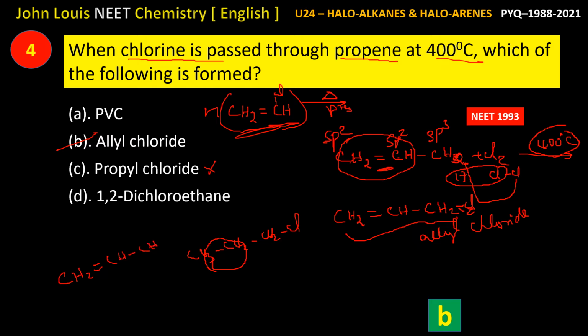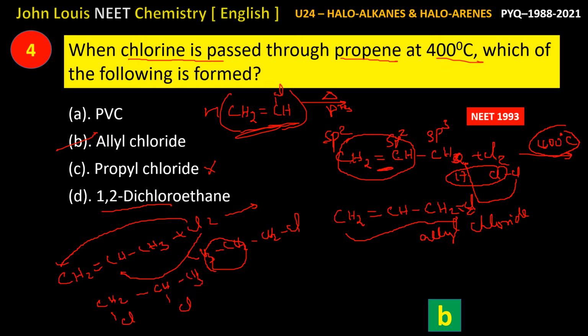If the temperature is room temperature, then addition reaction will take place. One chlorine will go here, the other chlorine will go here, and the double bond becomes a single bond. You will get CH2Cl CHCl CH3. This is 1,2-dichloropropane, but here they have given ethane. When propene is used, you will not get ethane. From prop, how can you get eth? So this is also not possible. This is also not possible.